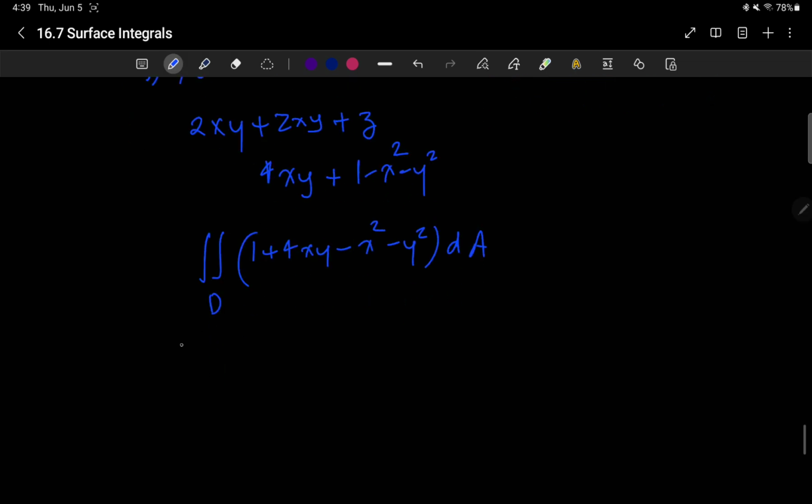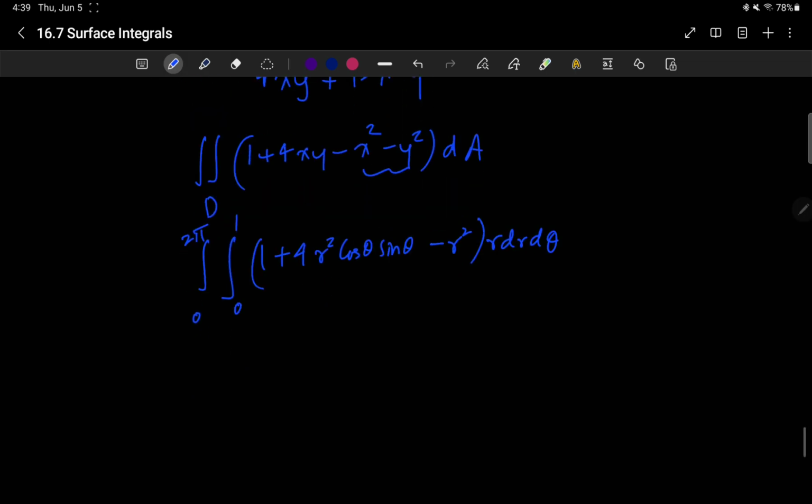Convert this into polar. You get 1 plus 4 r squared cosine theta sine theta minus x squared plus y squared, which is r squared, r dr d theta, 0 to 1, 0 to 2 pi. So you have r minus r cubed plus 4 r cubed cosine theta sine theta dr d theta, 0 to 1, 0 to 2 pi.